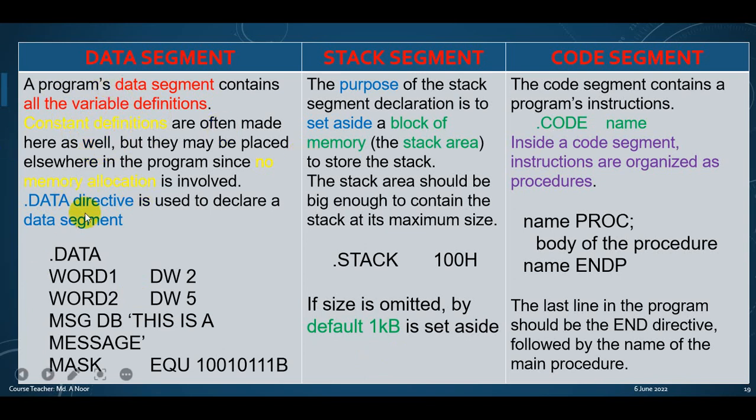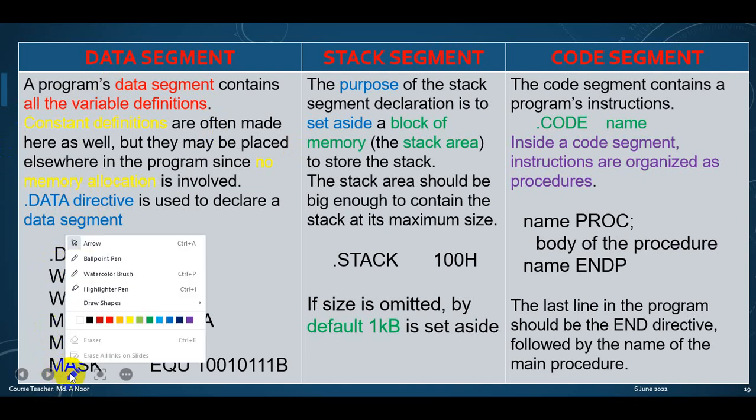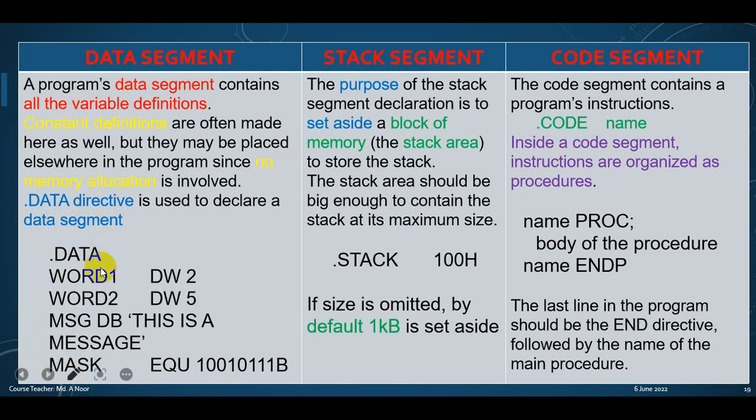Look at this over here. This is the data directive. .data tells that in this data segment in the memory, this data will get stored, and you declare it over here. You have defined word 1 with a value of 2, word 2 with a value of 5. Message, you have defined as a message, and you have used a constant. For the constant, you use the pseudo-op called equate. Equate is the pseudo-op that gives a name to a constant.